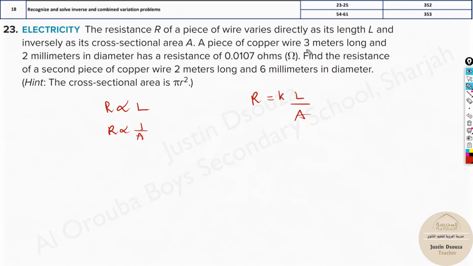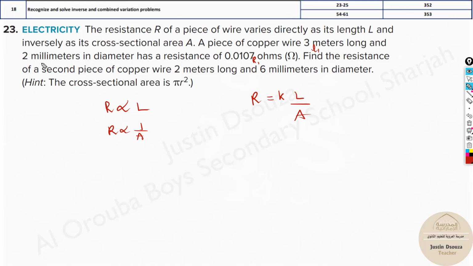A piece of copper wire is 3 meters long and 2 millimeters in diameter, has a resistance of 0.0107 ohms. Find the resistance of a second piece of copper wire 2 meters long and 6 millimeters in diameter. So now, first of all, we need to find the variation constant K. For the first wire they have told all the details, but K is unknown, right? So let's substitute this one.